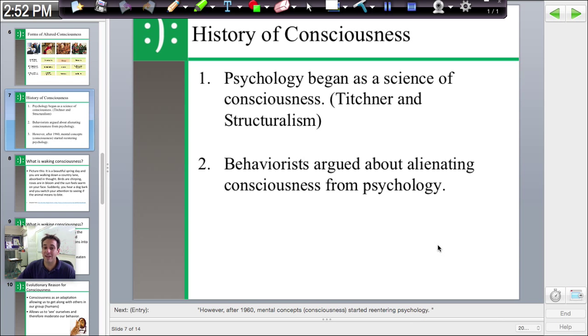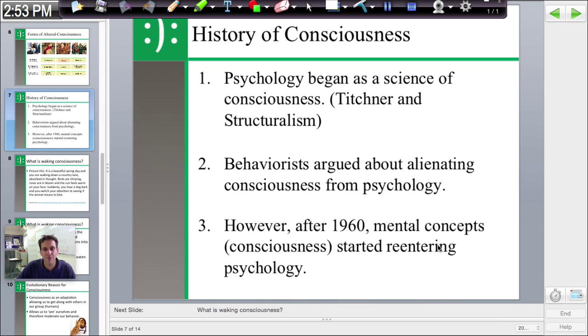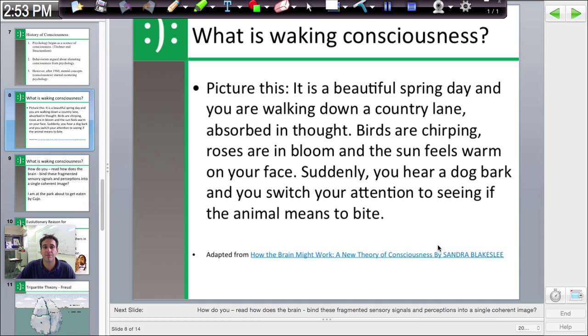Behaviorists argue about alienating consciousness from psychology. So it's kind of, is it psychology? However, after 1960, mental concepts started re-entering psychology. So there was a period of time that consciousness was not necessarily really considered part of psychology. Okay, so what is waking consciousness?